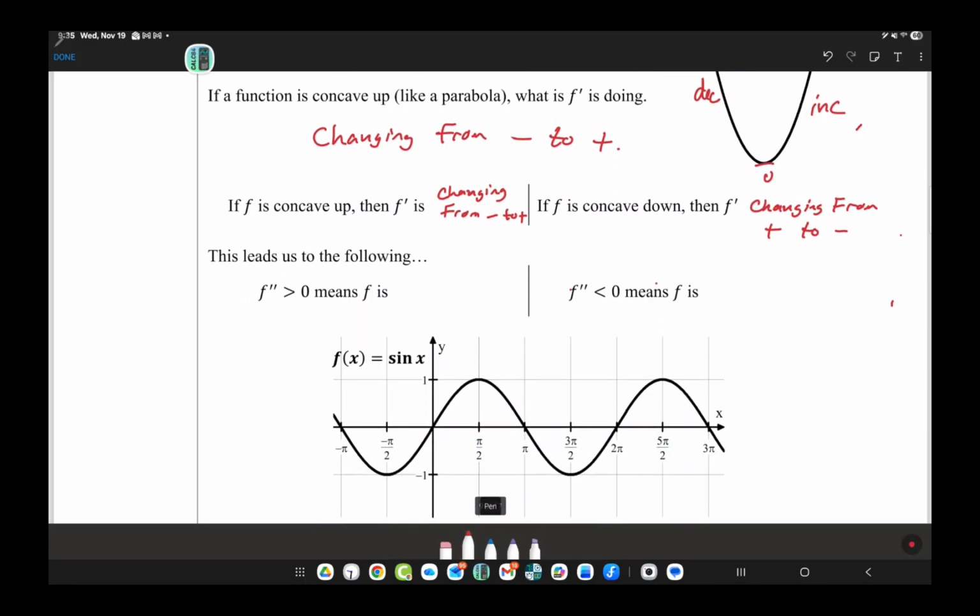Now, what we are primarily going to be using is the second derivative. Not really the second derivative test, but we're going to take the second derivative, because where the second derivative is greater than 0 or positive, that means f is concave up. Where the second derivative is negative, that means f is concave down.